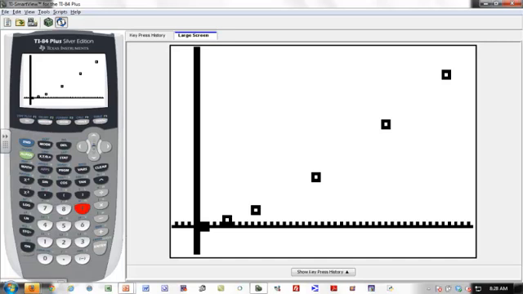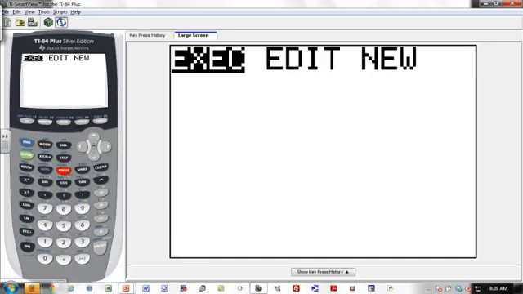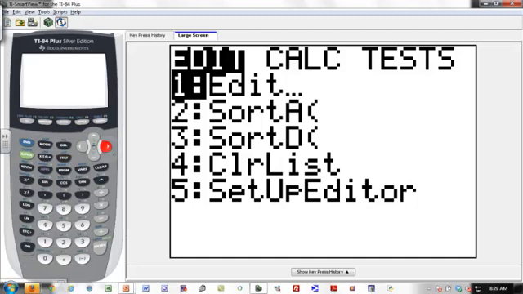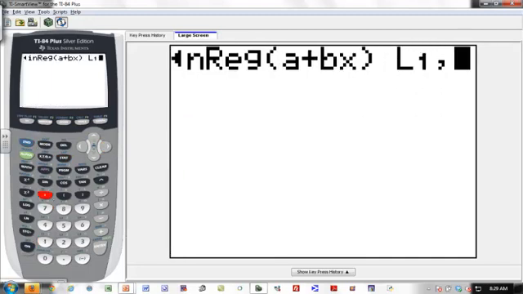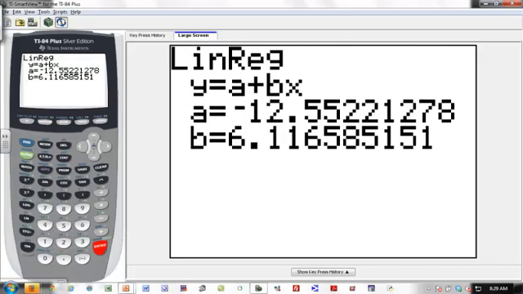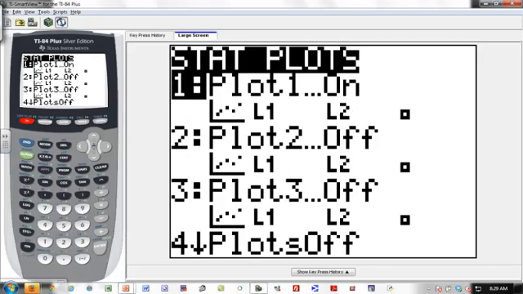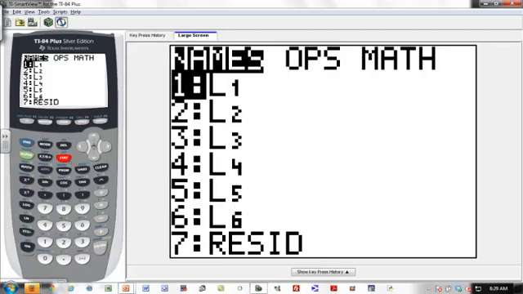All right. So whether it looks linear here, the real proof is in the residual plot. So we need to go second quit. We need to do a regression, not a program. We need to do a regression number 8, L1, comma, L2. That gives us a residual list. We go back to the stat plot. So much easier on the new calculators. Can't wait till we start adopting them.